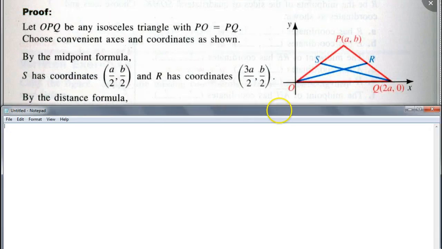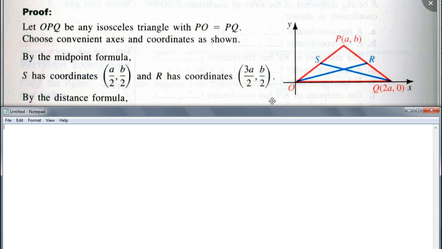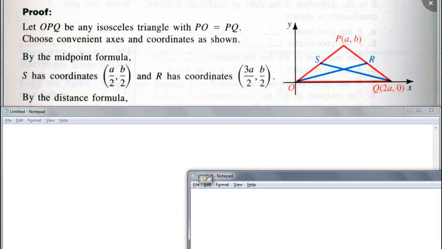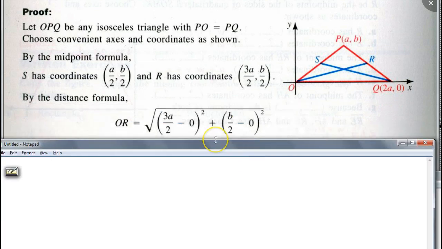How about let's find OR first. Grace, what did you get for OR when you find the distance of OR? Did you get this? Square root of, first of all, I call this O as x sub 1, y sub 1, and then R as x sub 2, y sub 2. So it's 3a over 2 minus 0 squared plus b over 2 minus 0 squared. Isn't that what we get? Of course, the whole thing's square rooted, right? So what do you get when you simplify this?